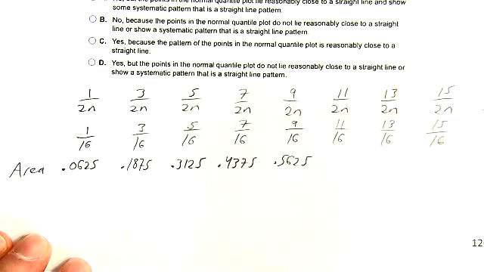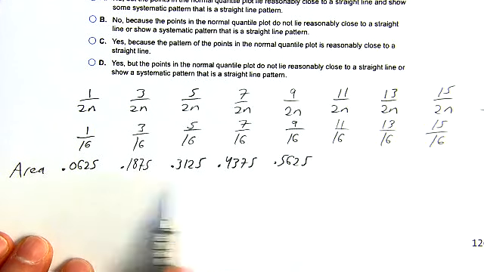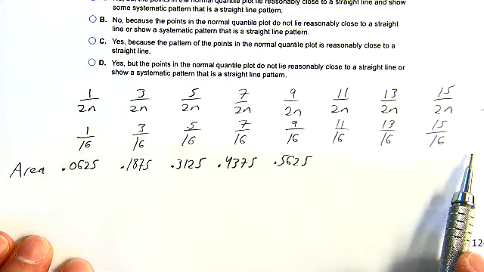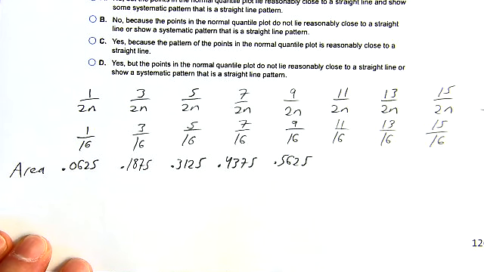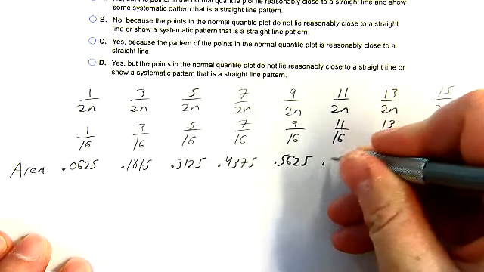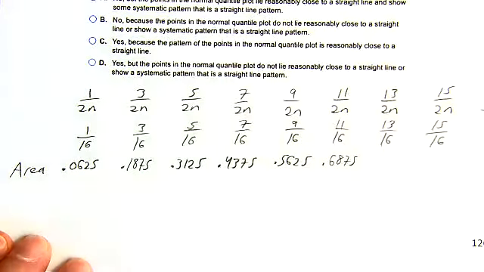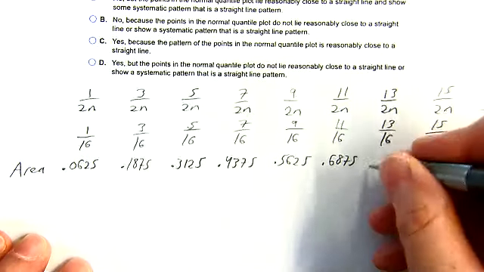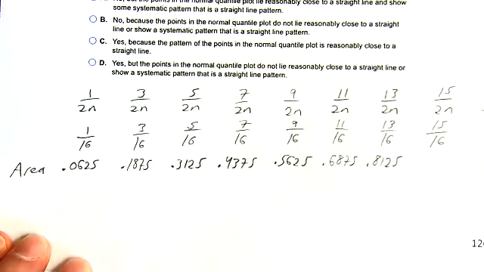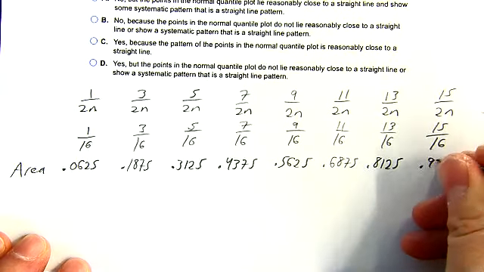0.5625. Does everyone know what I'm doing here? So I'm just giving you the decimal equivalents of these fractions that we just wrote down. 0.6875 is the next one. 0.8125. 0.9375.